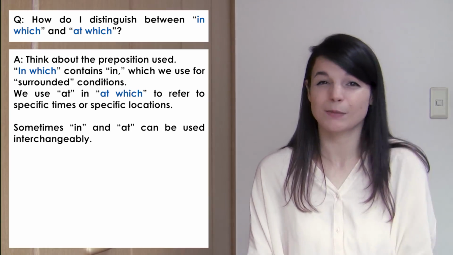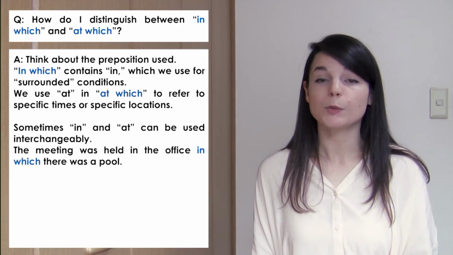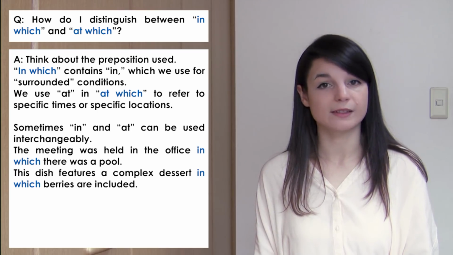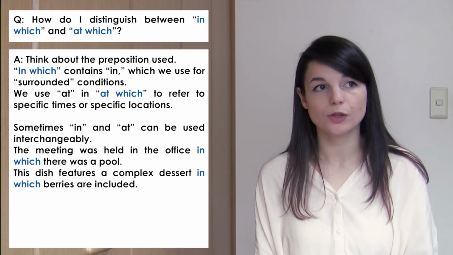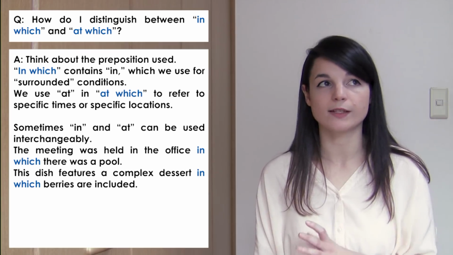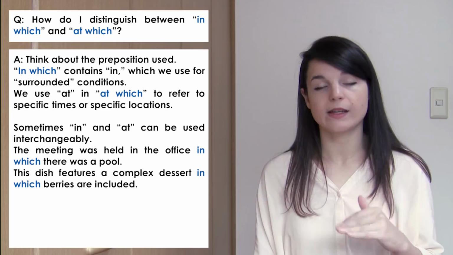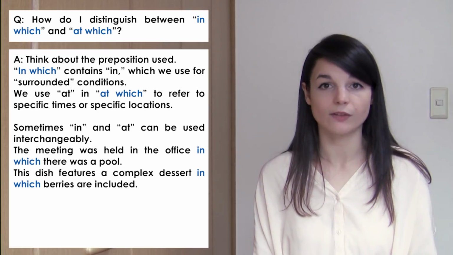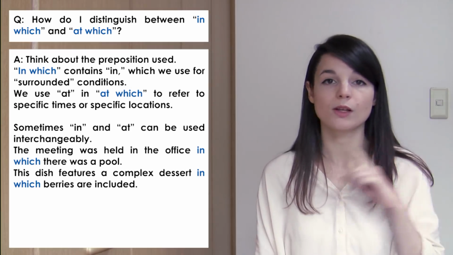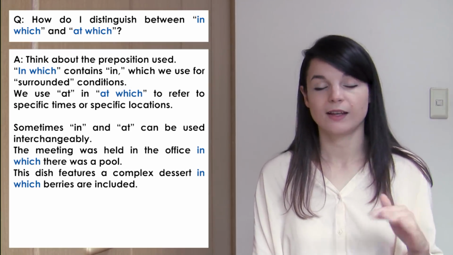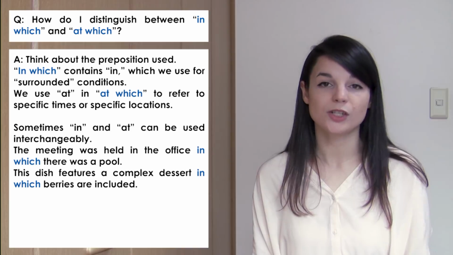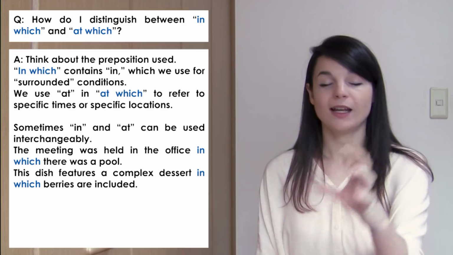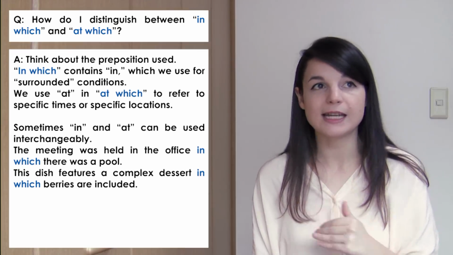So let's take a look at some examples. Maybe that will help. The meeting was held in the office, in which there was a pool. This dish features a complex dessert, in which berries are included. So in the first example about the office, I said, the meeting was held in the office in which there was a pool. So that sentence means there was a pool inside the office. I've used in which to show the pool is surrounded by the office. In the second sentence, I used in which to say in which berries are included. So in the dessert. So within the dessert, there are berries. So I've used in to show that.